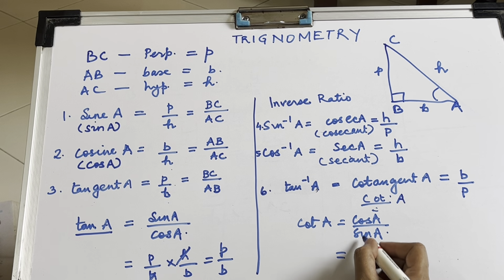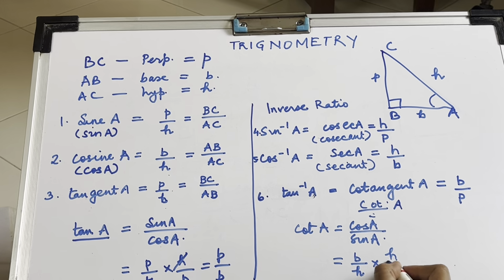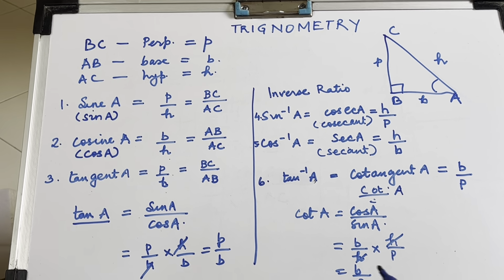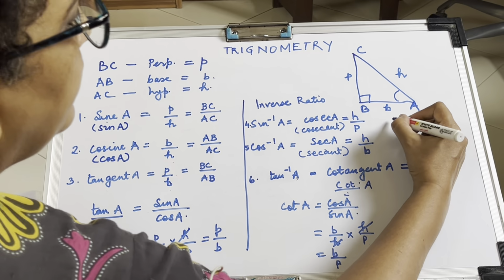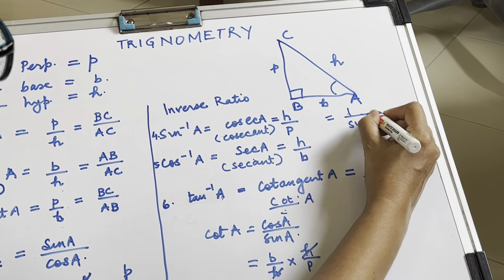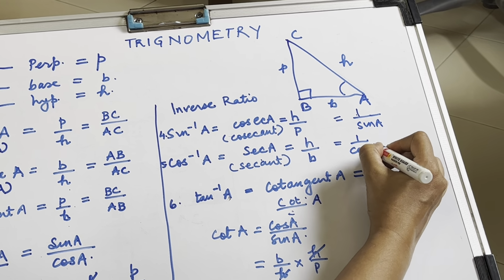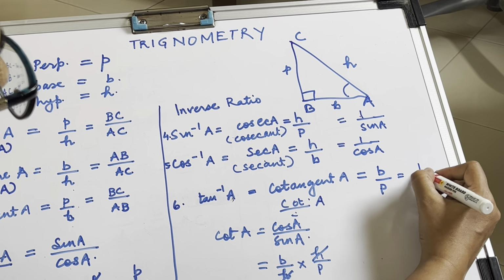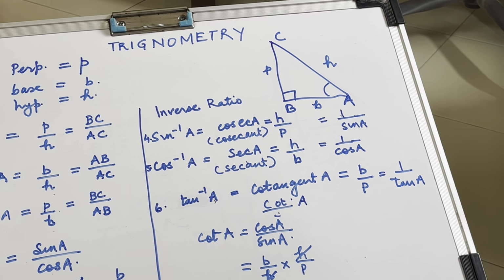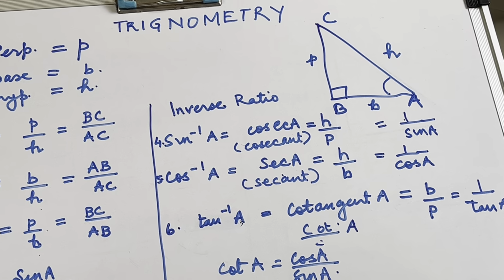You can easily see cos can be written as base upon hypotenuse, and divided, so hypotenuse upon perpendicular, and we get it as B by P. To make it more clear, you can also write cosec A as 1 upon sin A. If anybody is having any confusion, inverse means this 1 upon cos A, and this is 1 upon tan A. This is the basic information about the ratios of trigonometry related to a right angle triangle.